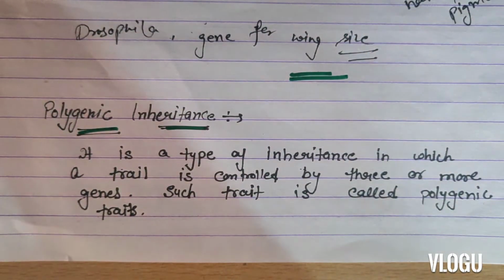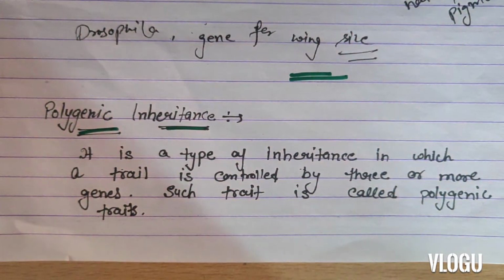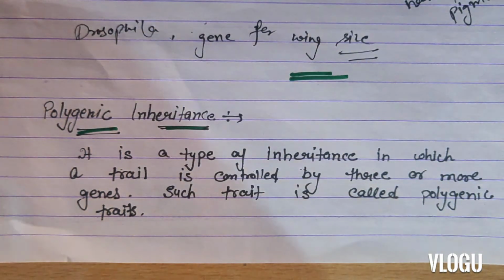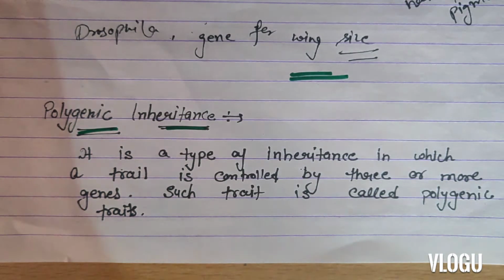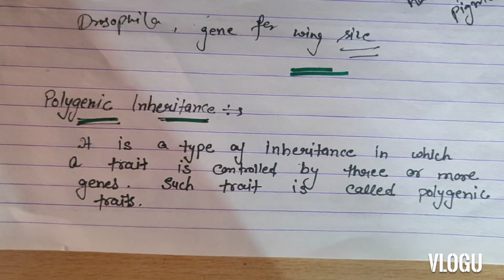Now come to the next topic: polygenic inheritance. It is a type of inheritance in which a trait is controlled by 3 or more genes. Such a trait is called a polygenic trait. In pleiotropy, we studied that a single gene affects more than one trait, and here a single trait is controlled by 3 or more genes. Generally, we say each character is controlled by 2 factors, but here a single trait is controlled by 3 or more genes.